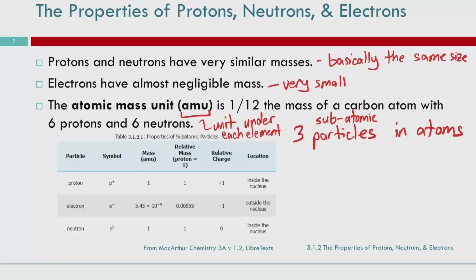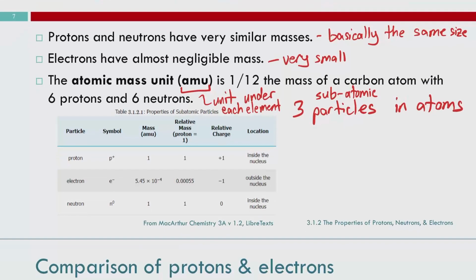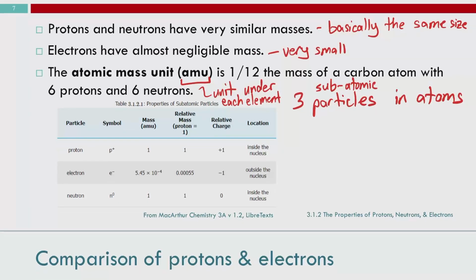It's defined based off 1/12 of the mass of a carbon atom, and the carbon atom has 6 protons and 6 neutrons. Together, that's 12 particles. So it should be about the average mass of a proton or a neutron, and it's rounding close.